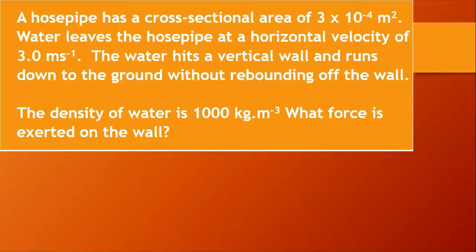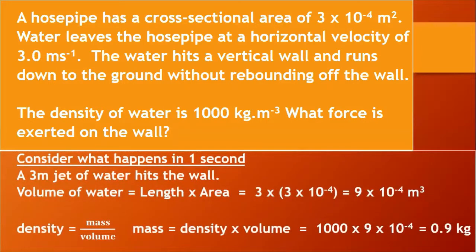Now, let's look at this question. A hose pipe has a cross-sectional area as given. Water leaves the hose pipe at a horizontal velocity of 3 meters per second, hits a vertical wall, and runs down to the ground without rebounding off the wall. We've got the density of the water, what force is exerted on the wall? How to approach this? Well, again, let's consider what happens in 1 second. In 1 second, a 3-meter jet of water will be hitting the wall.